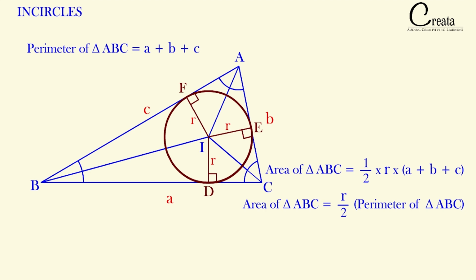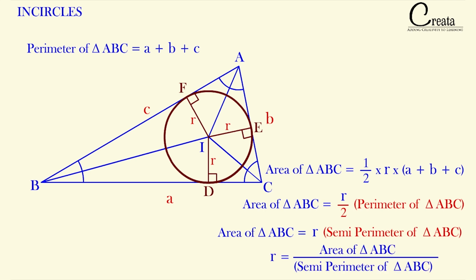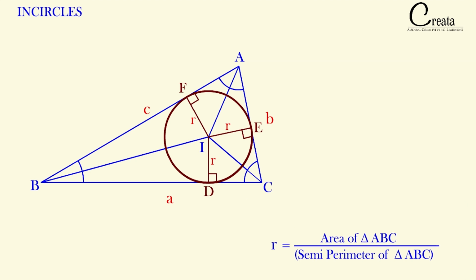Can we replace the perimeter upon 2 as semi-perimeter? Semi-perimeter is half of the perimeter. So we got area of triangle ABC is equal to R times the semi-perimeter. On solving, we got the formula of the radius of the incircle, that is inradius is equal to area of the triangle ABC upon semi-perimeter of the triangle ABC. This is the formula of inradius.